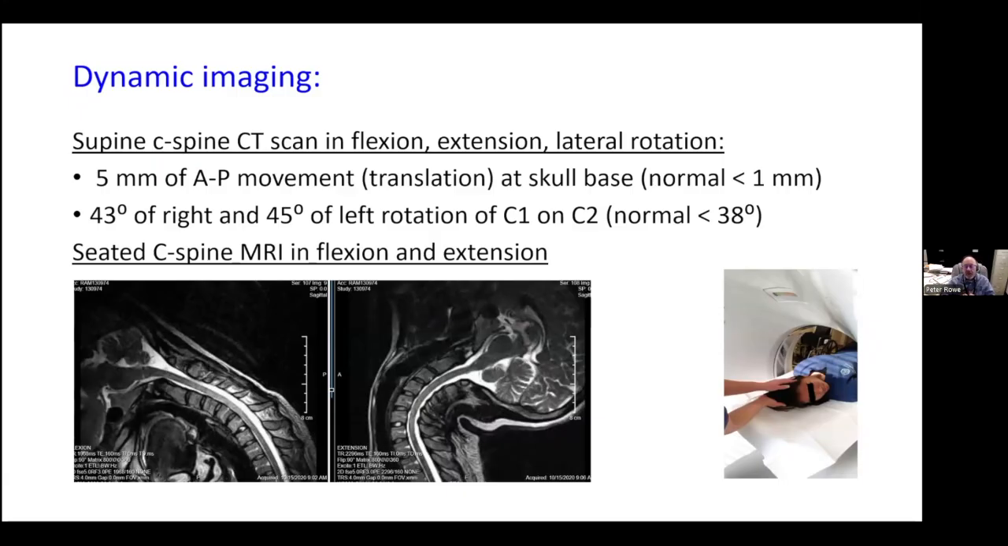And then on the bottom right, you see the CT scan being done with a lot of lateral rotation to each side. And she had 43 degrees of right rotation and 45 of left rotation of C1 on C2, normal being less than 38 degrees, so showing a lot of ligamentous laxity. We do a seated cervical spine MRI in flexion and extension. I think you can see here that there's more contact of the odontoid area with the brainstem and the cord in flexion than there would be in extension.